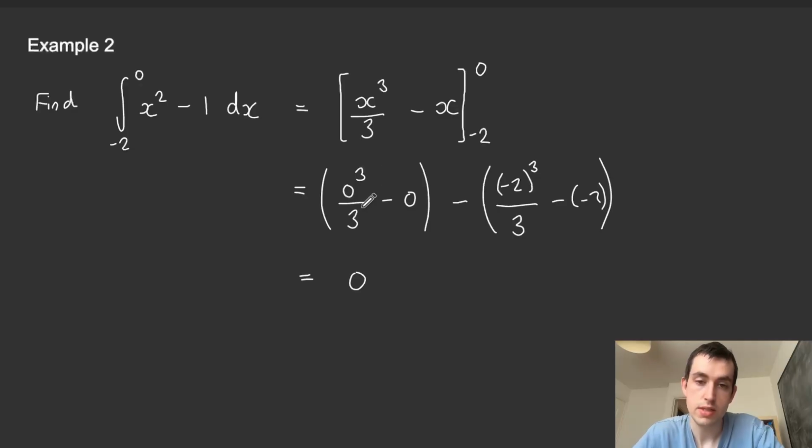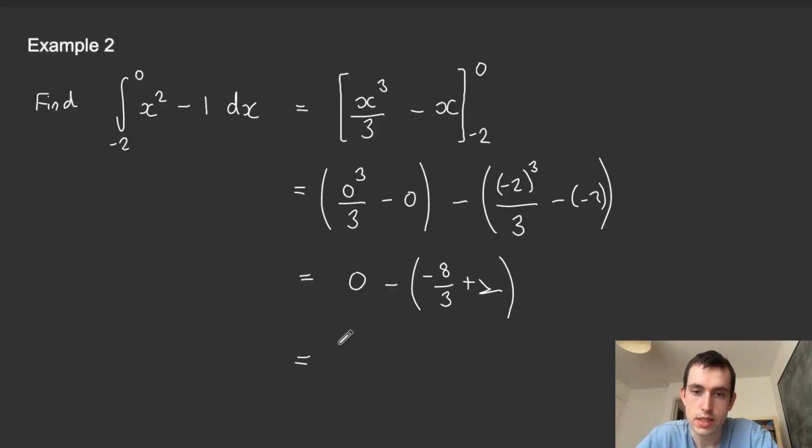0 times 0 is 0, minus 0 is still 0, but this term will give us something. We're going to have -8 over 3 plus 2, which is the same as 8 over 3 minus 2, which is the same as 2 over 3. So the integral from -2 to 0 of x squared minus 1 with respect to x is 2 over 3.